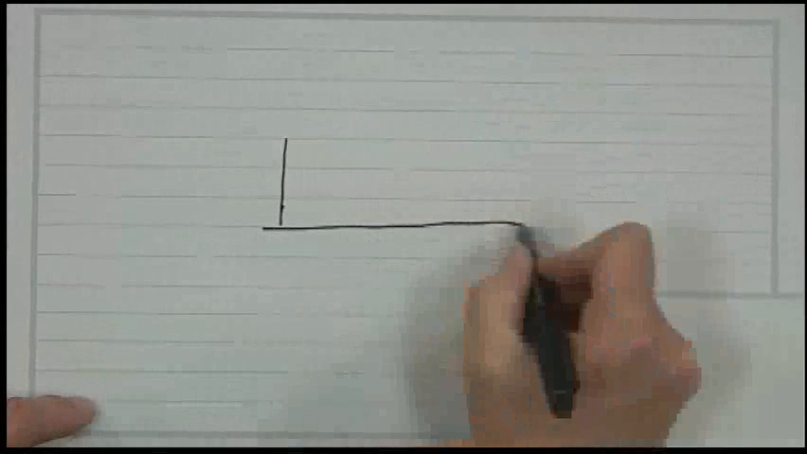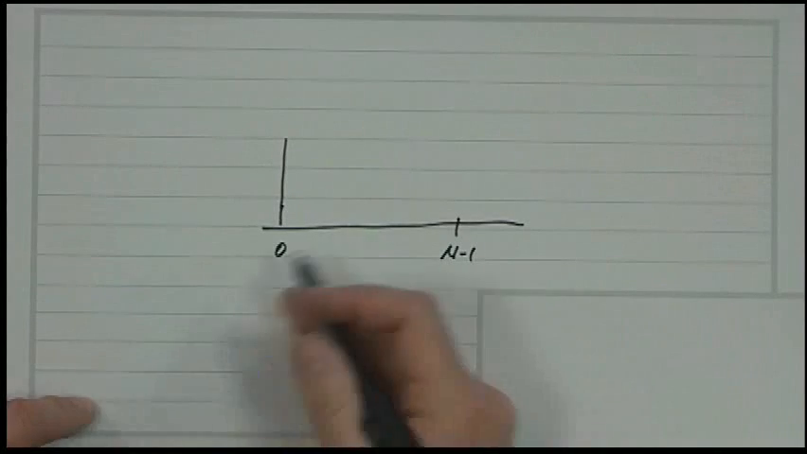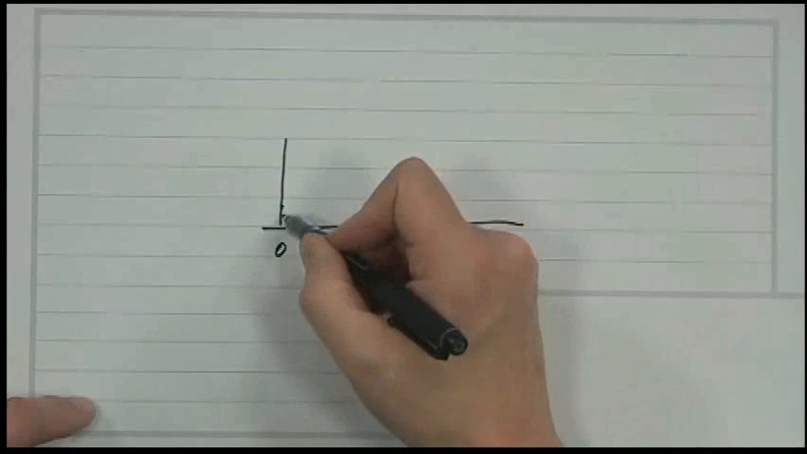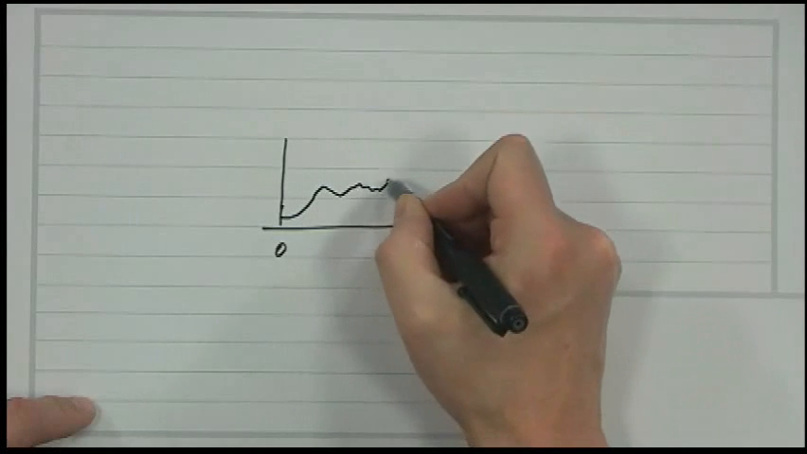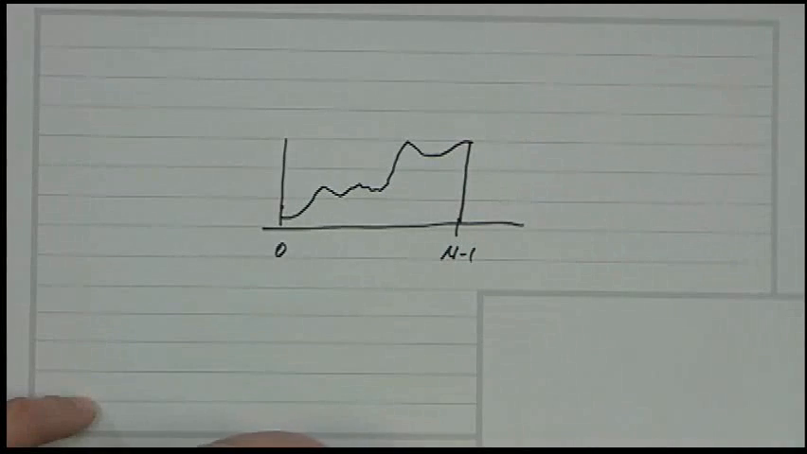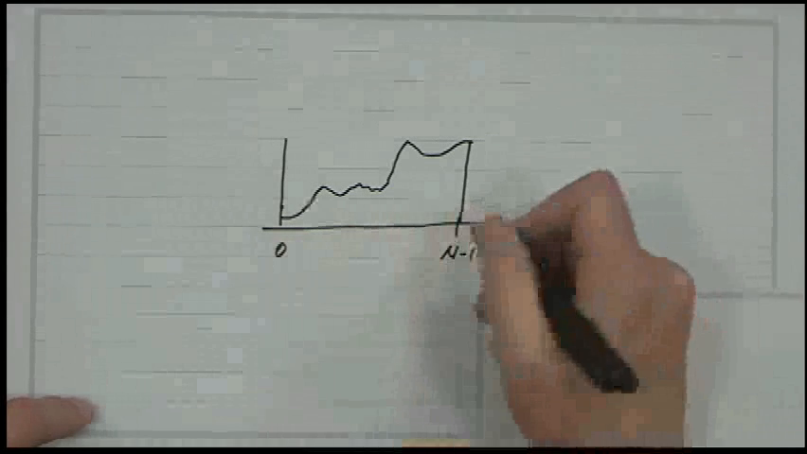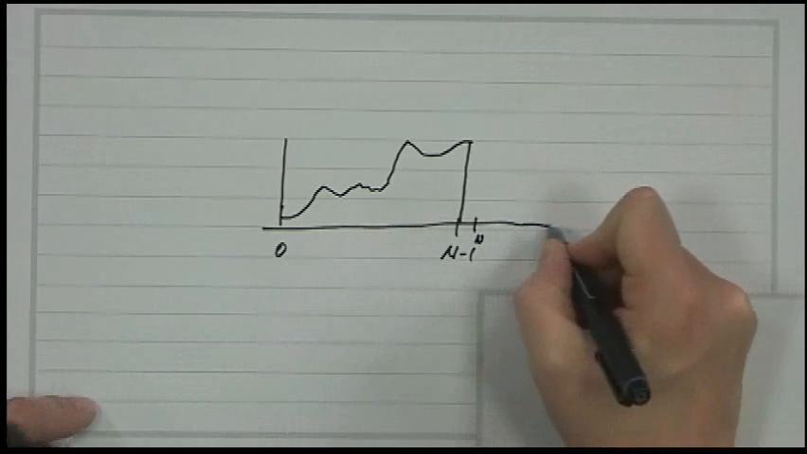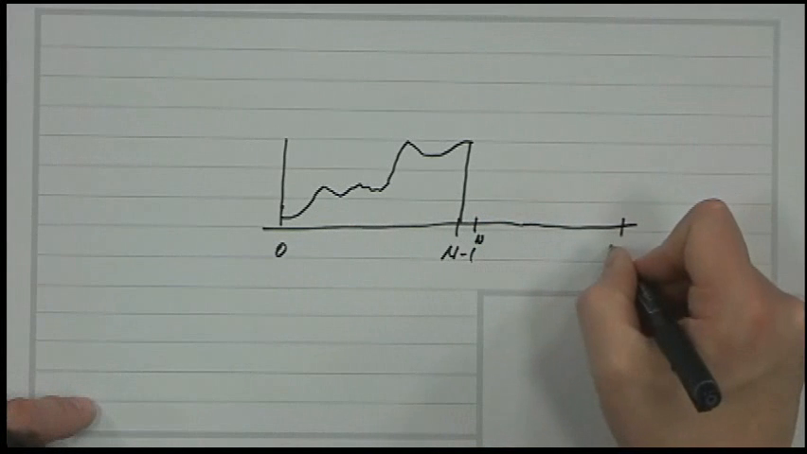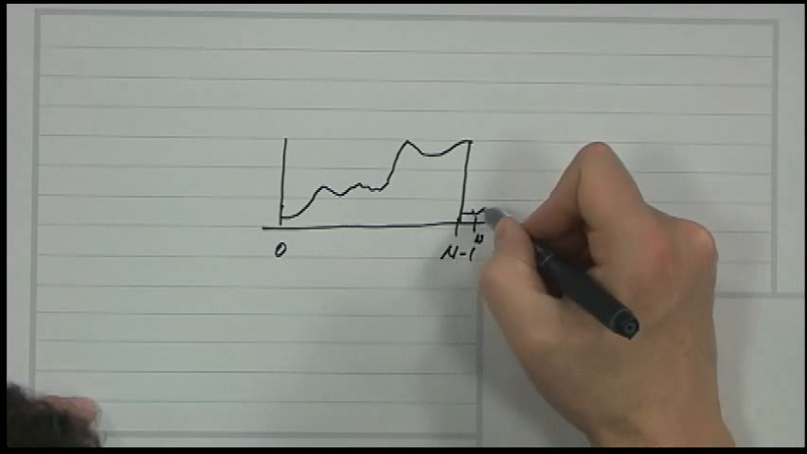If I have some signal and it goes from say 0 to n minus 1, and I'm going to take the DFT of this signal, and the signal looks like this, I'm going to get the frequency transform of this. But guess what? That causes problems. Why? Because then the next sample here is n, and then that goes to 2n minus 1, but this thing starts down here again.